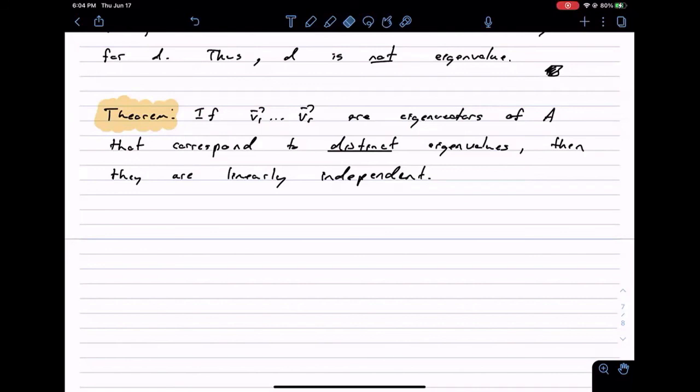That wraps up section 5.1. In the textbook, there's also a little paragraph on eigenvectors and difference equations. We're not interested in that. So that wraps up section 5.1.